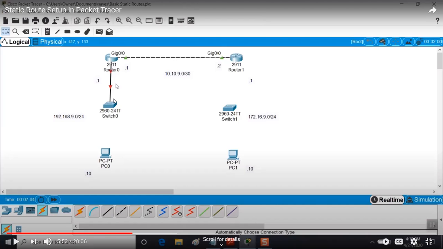So when you have someone you want to talk to outside of this local network, if this PC says, hey, I want to talk to 192.168.10, I want to talk to the PC1 over here, you have to have a route that connects this network to this network.